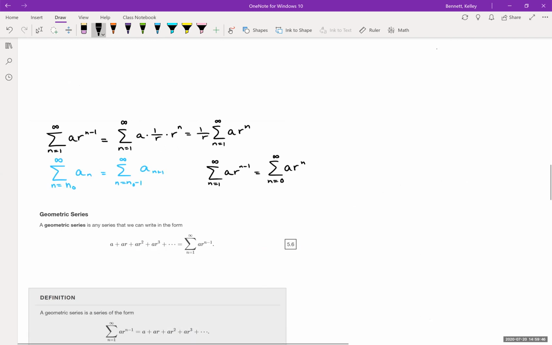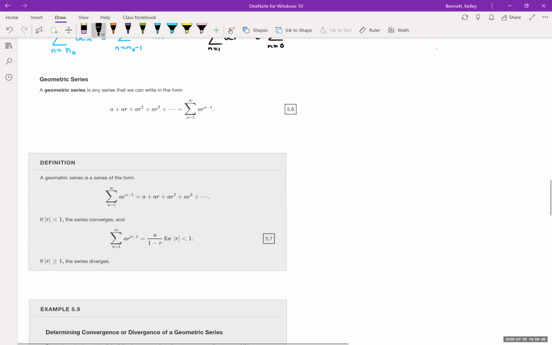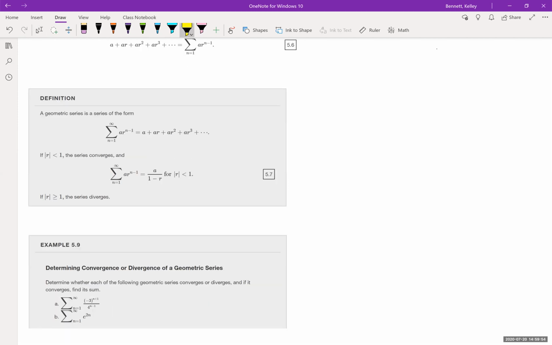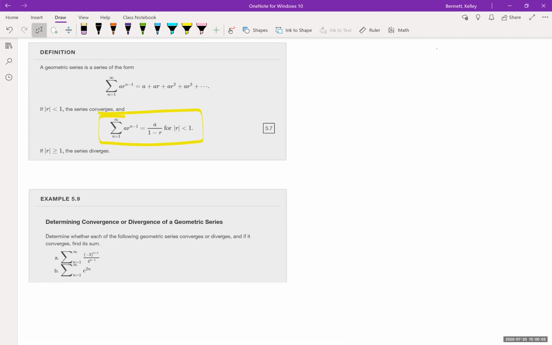In the geometric series, we see that the terms also will go to 0, but they're going to 0 fast enough and this thing will converge. So this is a super important formula to know. So let's go ahead and use it here in example 5.9.